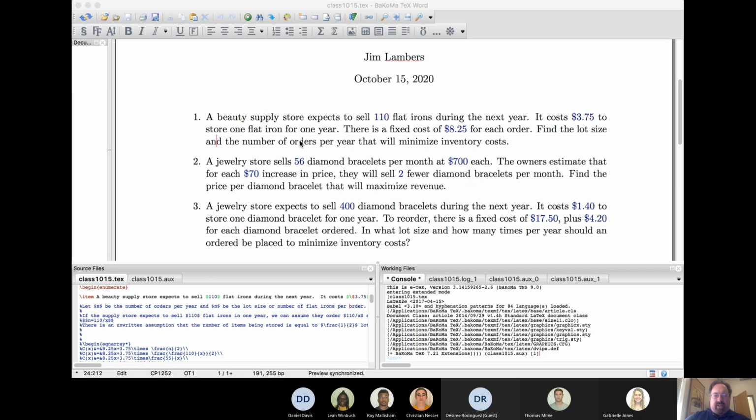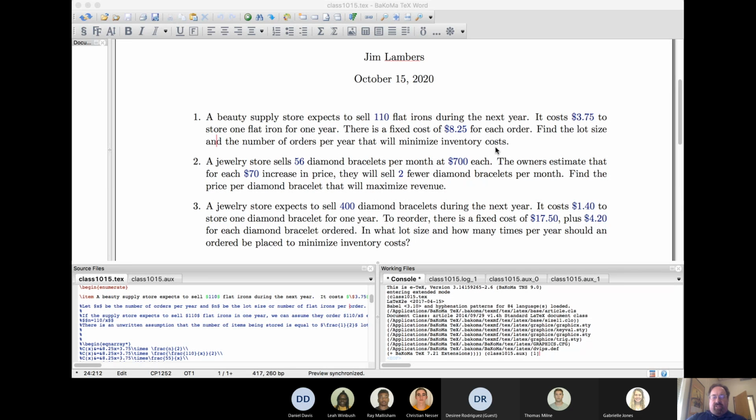So 2 or 3 problems are about inventory control, so trying to minimize inventory costs. So we look at the relevant facts here. This store expects to sell 110 flat irons during the year, and here's the cost to store one item for 1 year. The idea is the store will order a certain number of irons, and then over time it will sell them. And then once there aren't any more, it has to go and order more. So every time they place an order, there's this fixed cost, $8.25 every time they order. So the goal is to find out how many times a year do they need to order, and then when they order, how many irons should be in each order to keep inventory costs at a minimum.